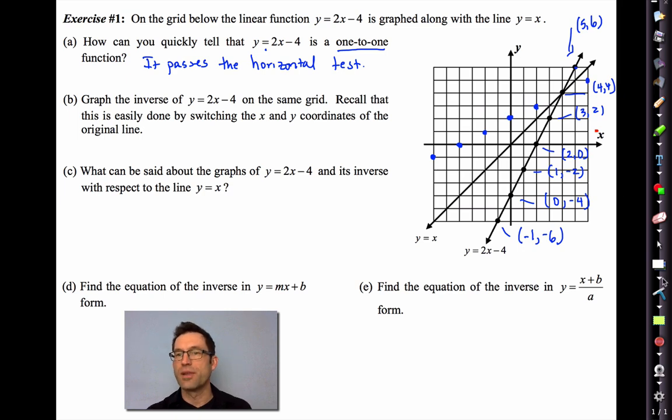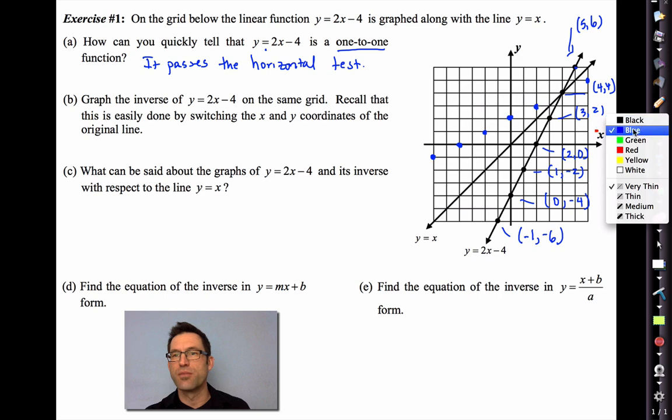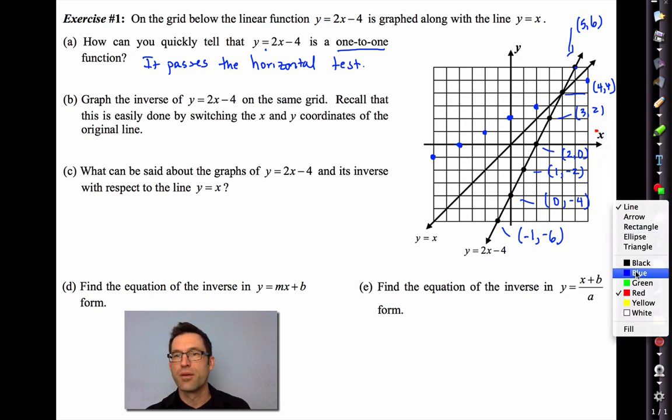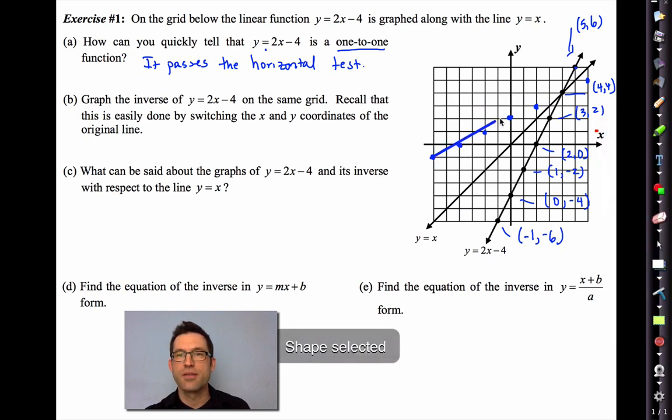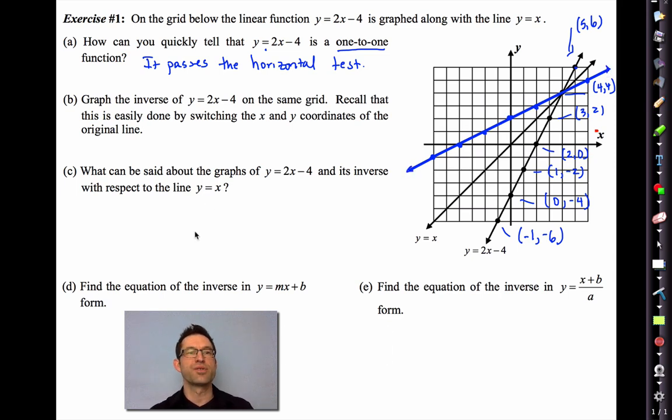So let me graph that. I guess we'll just do it in blue. All right, and it's going to look something like this. Extend it a little bit in this direction too. All right, there's my inverse. What can be said about the graphs of y equals 2x minus 4 and its inverse, y equals x? Anything you can say about them?